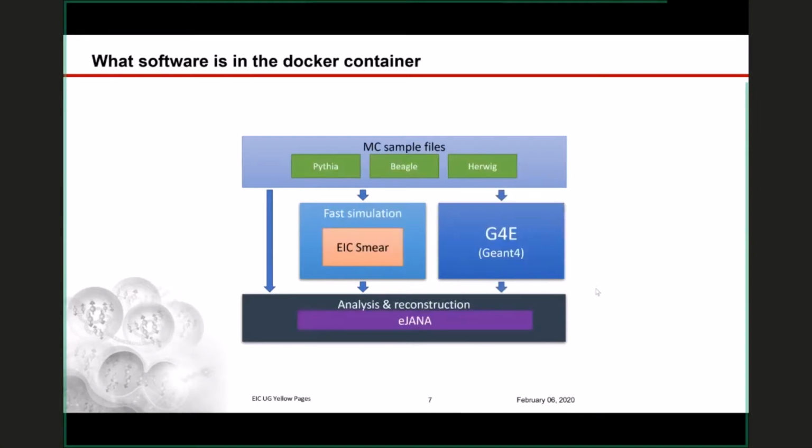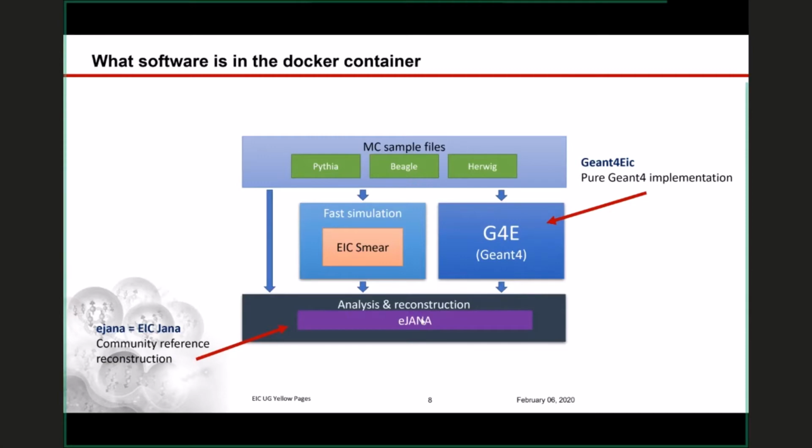And to address these questions, here is the software that we have in our container. For Monte Carlo, we have several sample files, like from Pythia, BeAGLE, and Herwig. And for full simulation, we are going to use a package called g4e, which stands for Geant4 for EIC. I will explain in detail what this software is. We had the previous meeting on previous tutorials on fast simulations, actually with eic-smear, and we are going to use EJANA, very briefly, but anyway, the EJANA reconstruction framework and analysis in these tutorials.